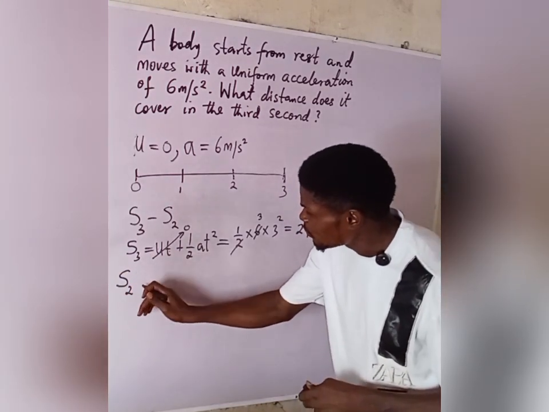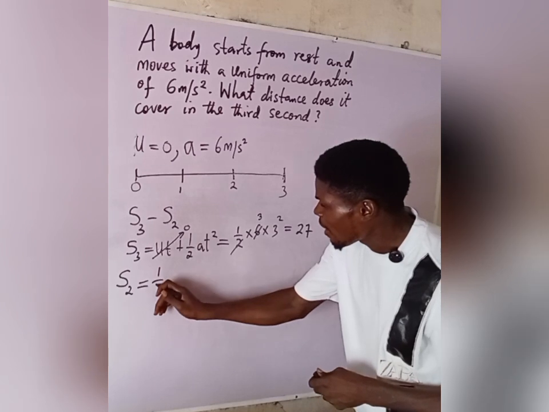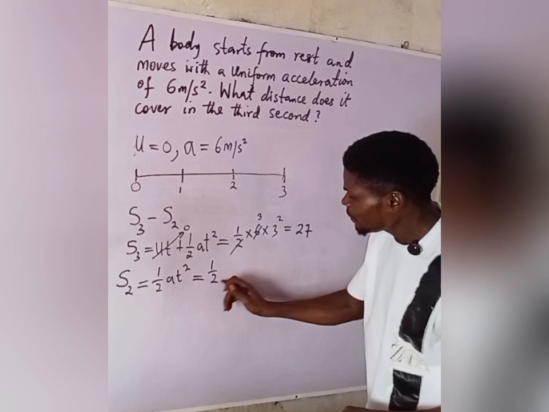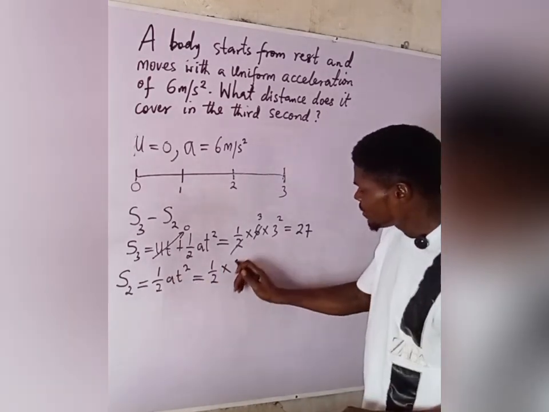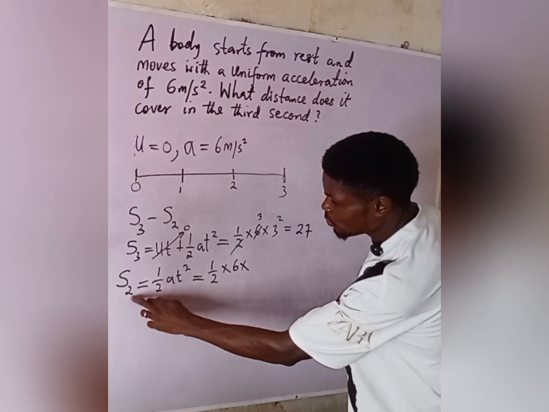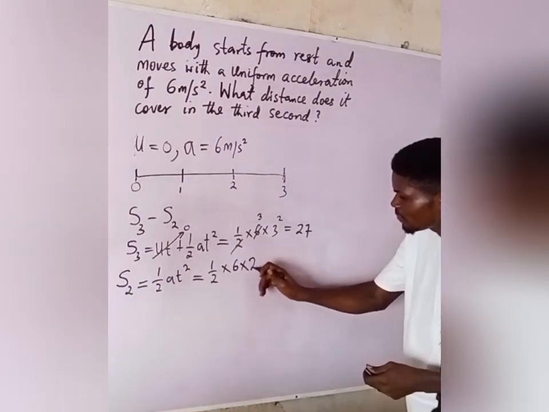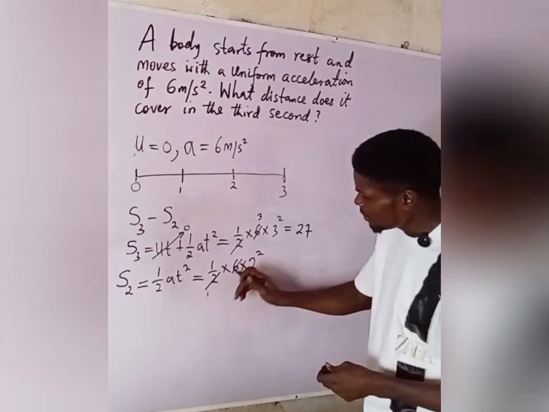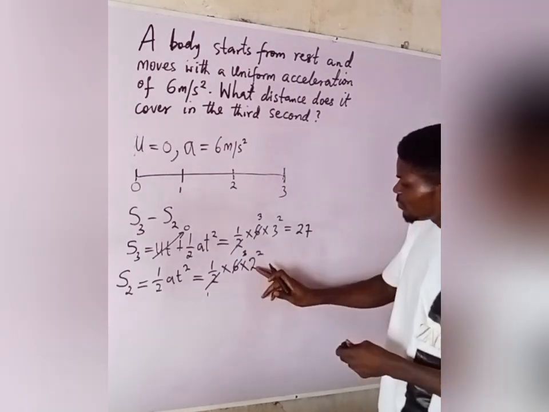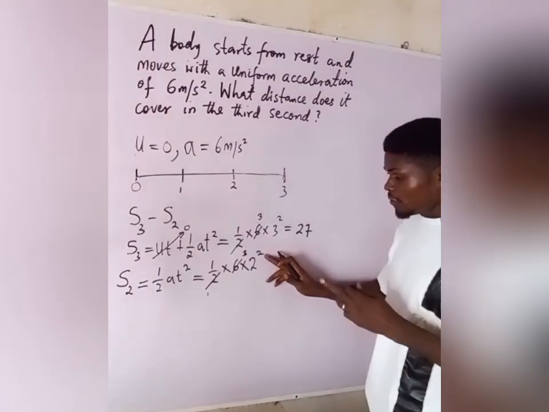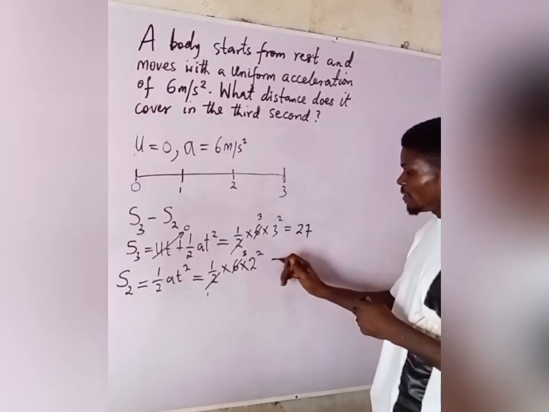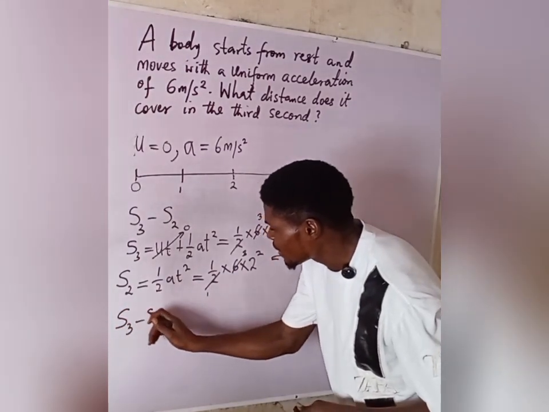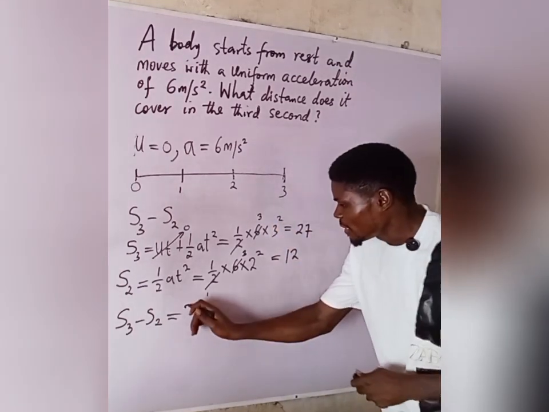Let's find S2. S2 in this case is still half at squared, which is equal to half, then our a is still 6, then our t in this case is 2. So we have to raise it to power 2, squared. Going forward, we cancel out. 2 cancel itself is 1. Cancel this one is 3. Then 2 squared is what? 4. That is 2 times 2 is 4. 4 times 3 is equal to 12.